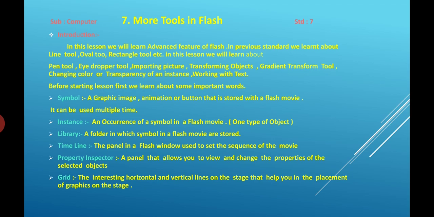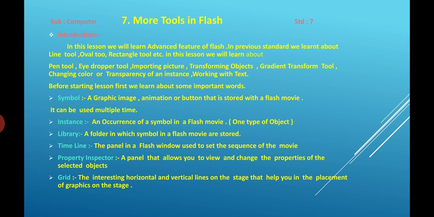Now, before starting the lesson, first we learn about some important words. First one is symbol. A graphic image, animation or button that is stored with a Flash movie. It can be used multiple times. That is called symbol. Now, next one is instance. Instance means an occurrence of a symbol in a Flash movie. Now, library. A folder in which symbols in a Flash movie are stored, that is called library. All the symbols are stored in that.